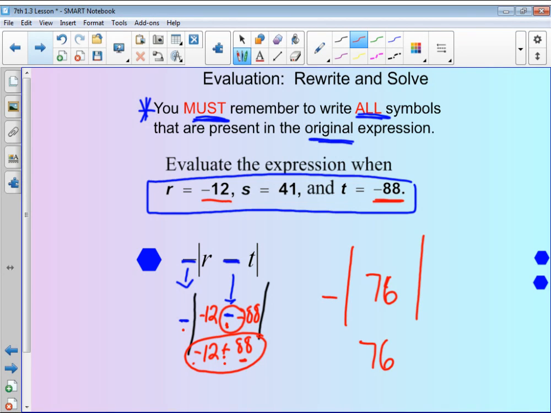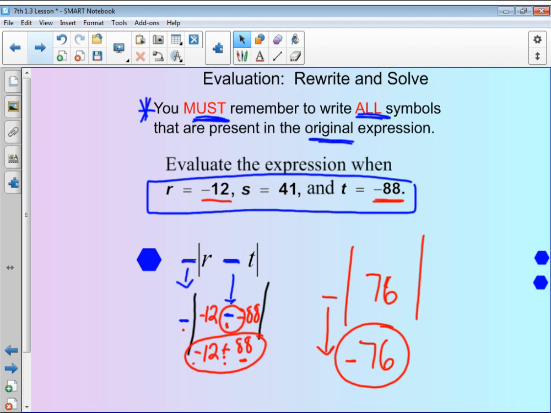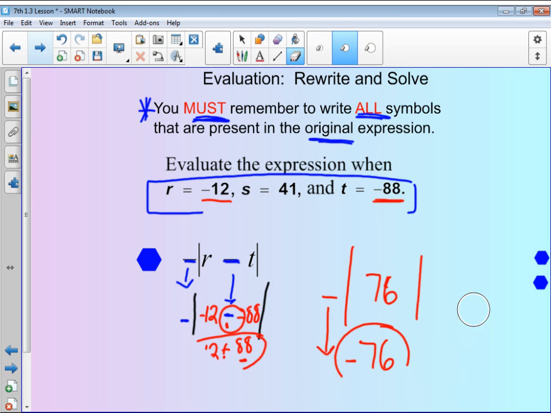Now I apply that negative sign that's on the outside. Remember, we practiced that in lesson, I think it was lesson 1. Okay, we practiced that concept. So here, we're now going to apply our negative. This ends up being -76. Okay, lots of steps. Evaluation is not an easy thing. You have to remember to include those original symbols. Okay, you have to work your way through.